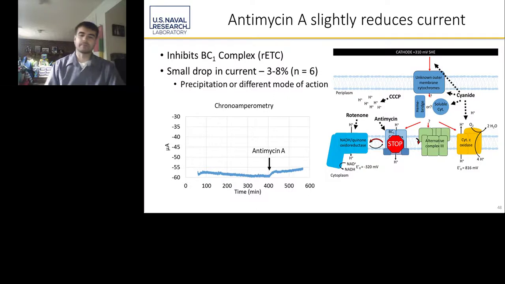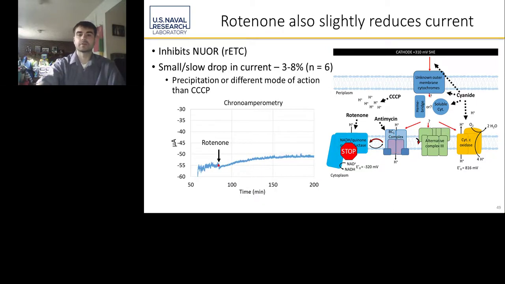So here, it's 3 to 8%. One of the problems is that when I added it, a lot of it precipitated, so we may not have actually been adding enough of this inhibitor to the cells in order to block this. And we see the same thing with this other inhibitor, rotenone, which essentially inhibits complex 1 in the bacteria. Again, we see this 3 to 8% drop in current, but we also had a lot of precipitation.